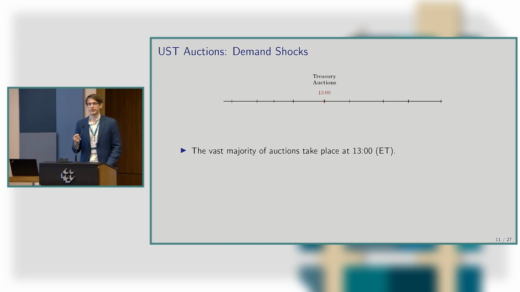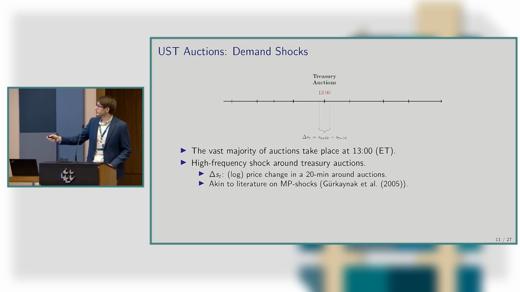Okay, so how do we construct these shocks? That's sort of important. And again, keep in mind that it's very similar to the monetary policy literature, which has been very popular in recent years. Treasury auctions, most of the time, take place at 1 p.m. 1.5% don't, but the rest is at 1 p.m. We construct high-frequency shocks by taking the log price change in a 20-minute window around this time in Treasury futures, right?